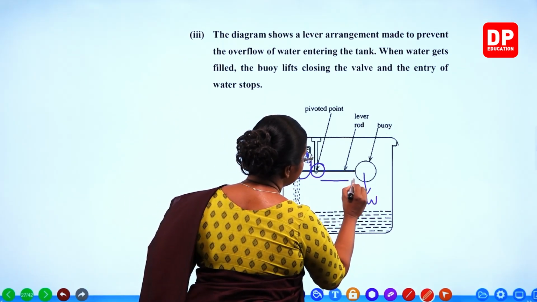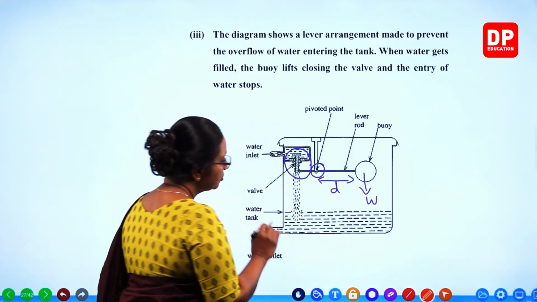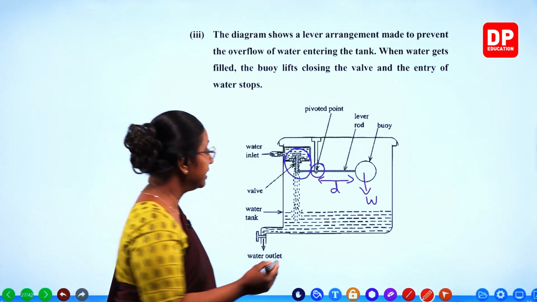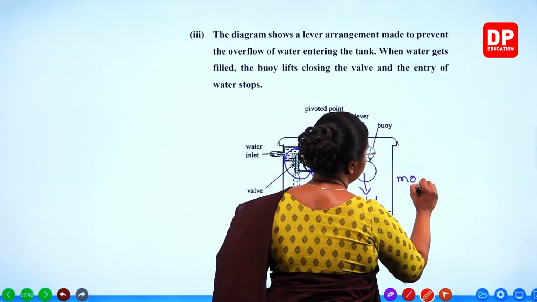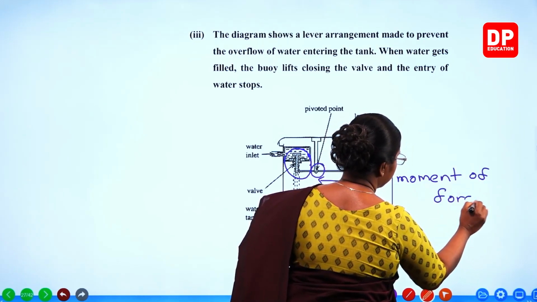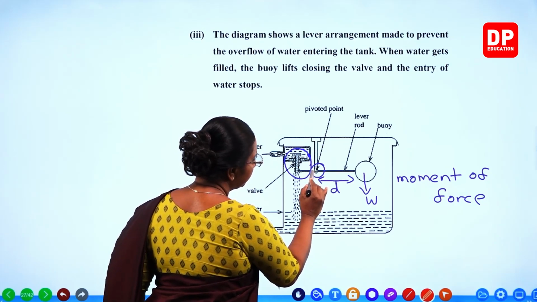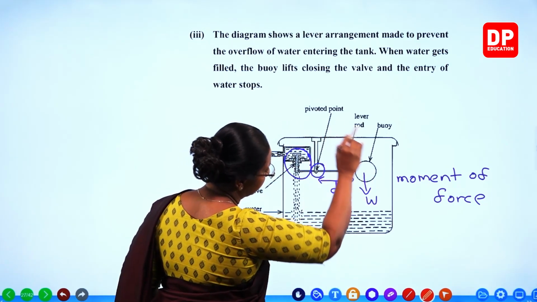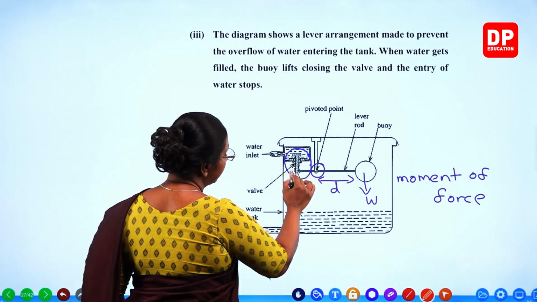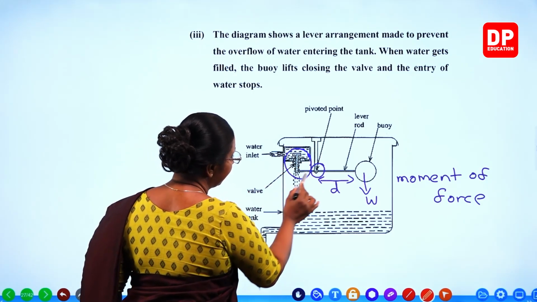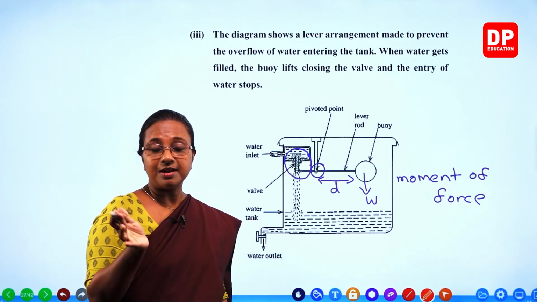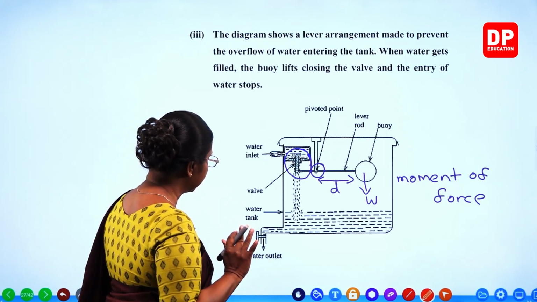Then you can see there is a distance there. So you all know distance into weight or force. What is that? That is the moment of force. So here we have a point of rotation. There is a moment of force that can give rise to a clockwise rotation, and that is actually balanced by this particular valve. This side also there is a distance. So that can be rotated. So you can understand that.